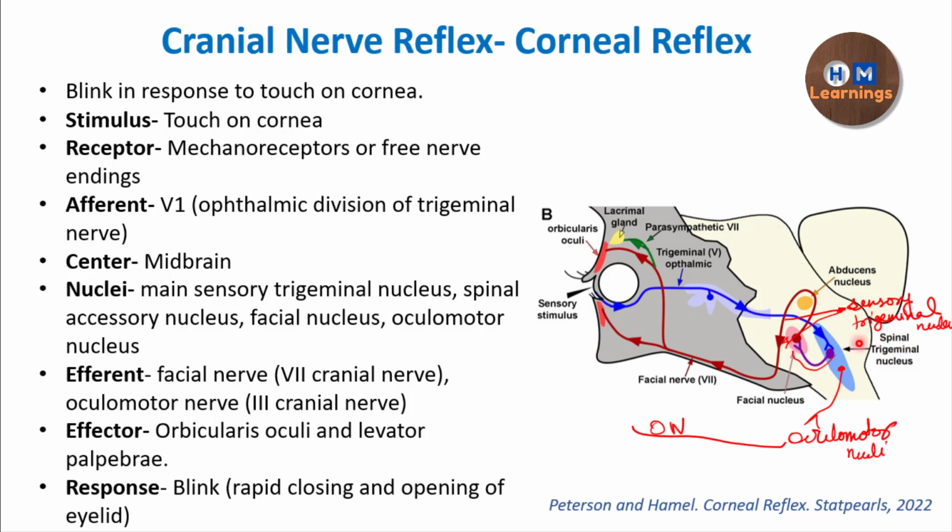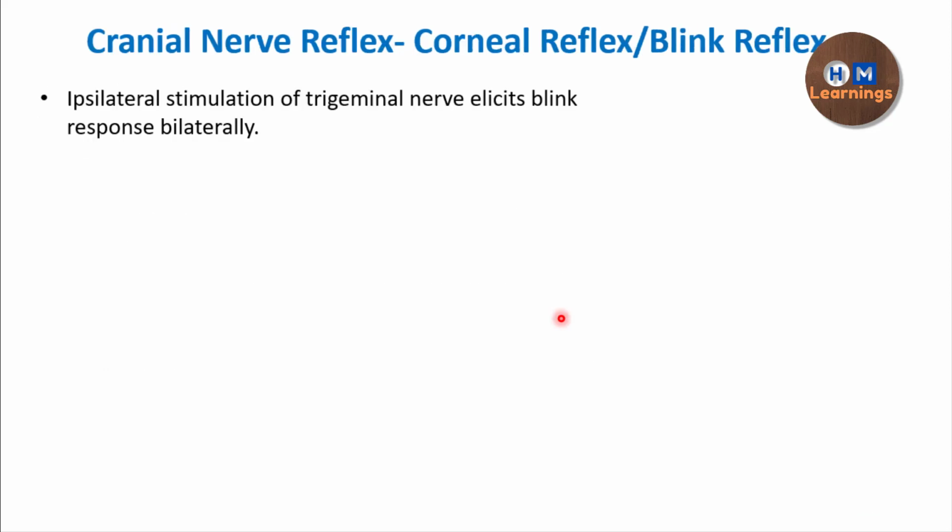Now from the spinal trigeminal nucleus, the projections also go to the oculomotor nuclei, which take it to the oculomotor nerve, and then to the muscle which causes the upward motion of the eyelid, that is the opening. So this is a blink response. Both this closure and opening are happening bilaterally. The blink is happening bilaterally.